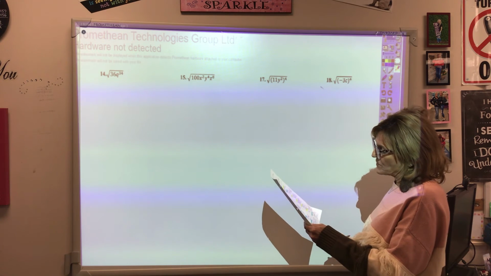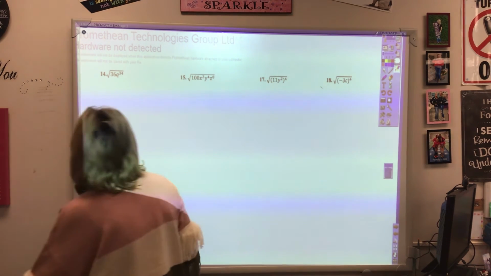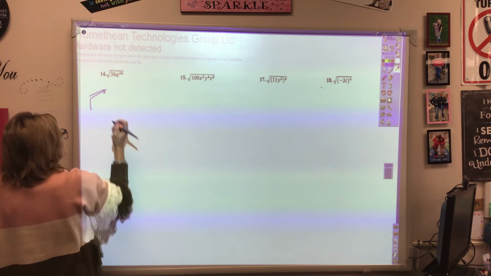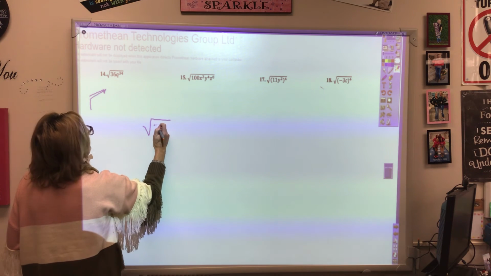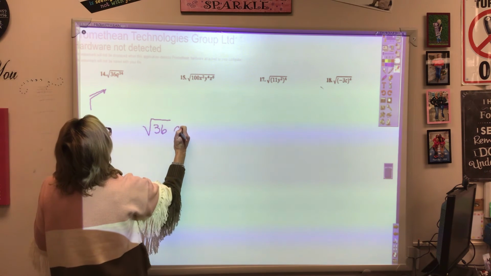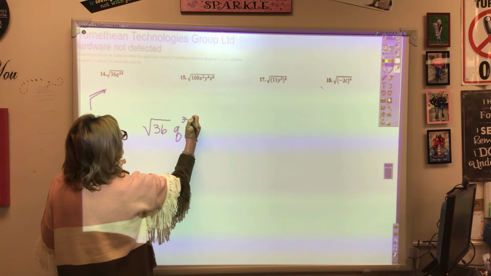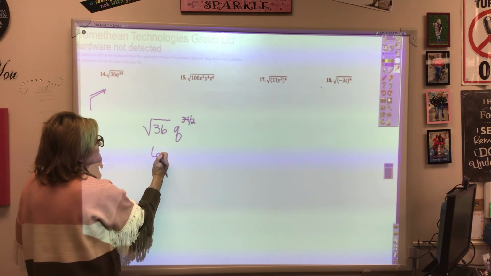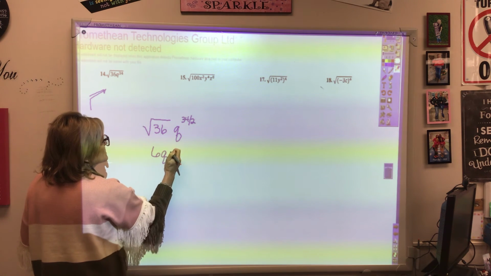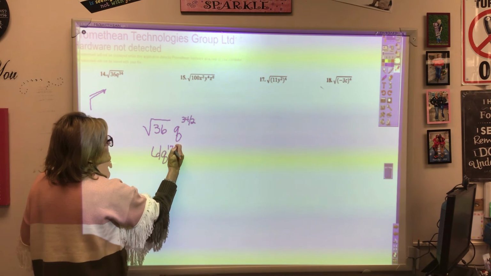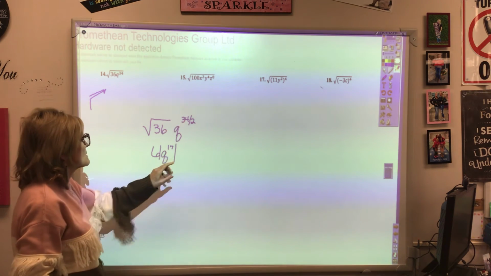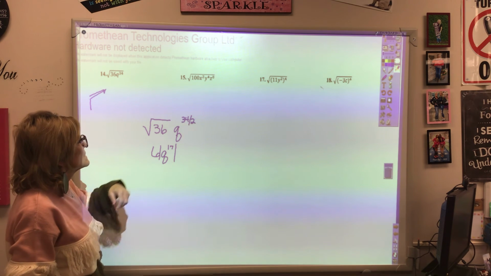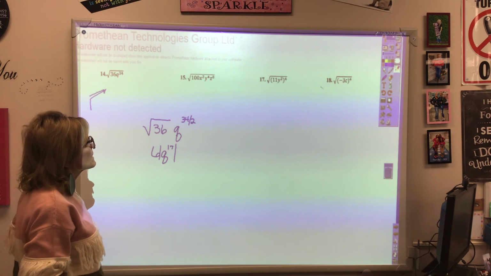Okay, on number 14, I have a feeling my board's going to mess up again. Let me try though. Square root of 36, then we have q to the 34th divided by 2. So square root of 36 is 6. Q to the 17th, because we just took an even power and made it odd. So it's absolute value of q to the 17th. So again, you're dividing your powers by 2.